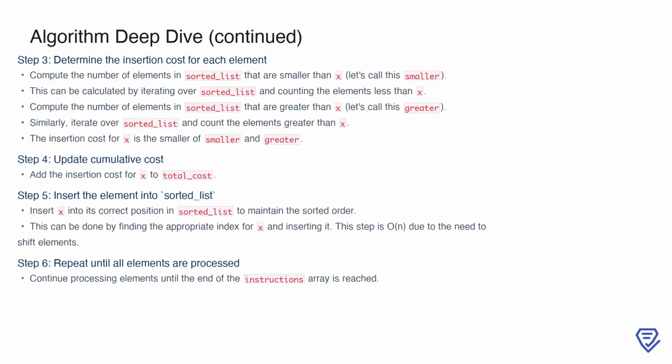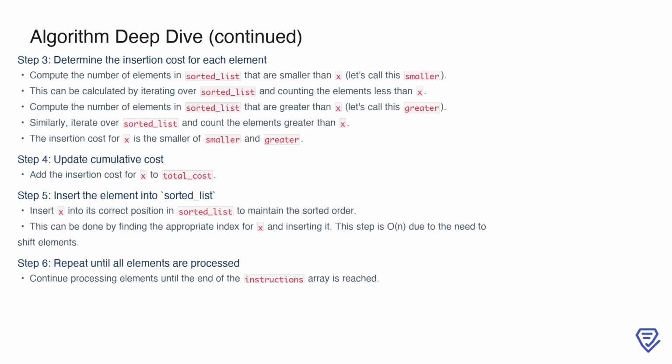For each element in the instructions array, we start by calculating its insertion cost. To do this, we determine the number of elements in sorted_list that are smaller than the current element, which we refer to as smaller. Similarly, we calculate the number of elements greater than the current element, labeled as greater. Both counts can be obtained by iterating through the sorted_list. Once we have these counts, the insertion cost is the smaller of the two values. This cost is then added to total_cost, updating the cumulative cost.